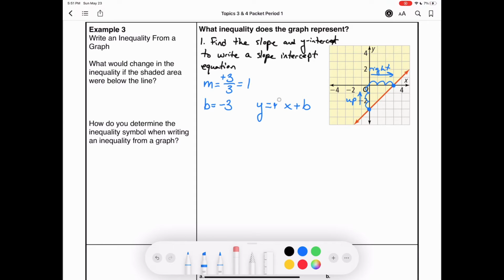Since m is the variable that represents slope, I'm going to put the slope in place of m, and b is the variable that represents the y-intercept, so I'm going to put in -3 in place of the b. And we know that plus a negative, they're different signs, so those are going to make a negative, so x plus a -3 is the same as x minus 3.